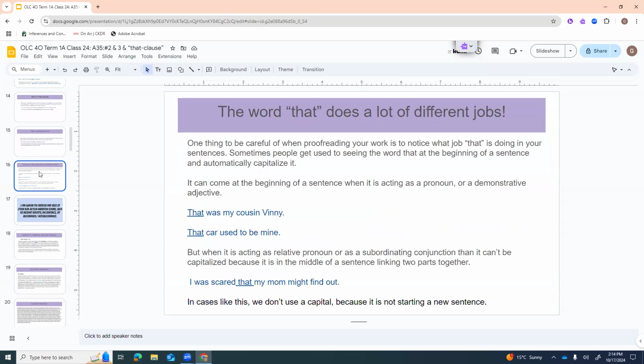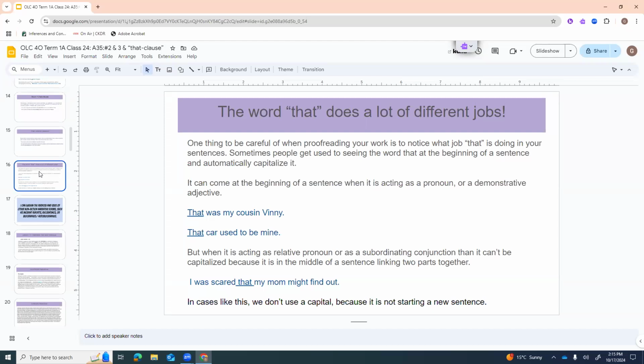So the word that does a whole lot of different jobs. One thing to be careful of when you're proofreading your work is to pay attention to what job that is doing in your sentence. Because as we've said, sometimes people get so used to seeing the word at the beginning of a sentence that they automatically capitalize it. And it can come at the beginning of the sentence when it's acting as a pronoun or a demonstrative adjective. That was my cousin Vinny, like you're pointing to your cousin, or that car used to be mine.